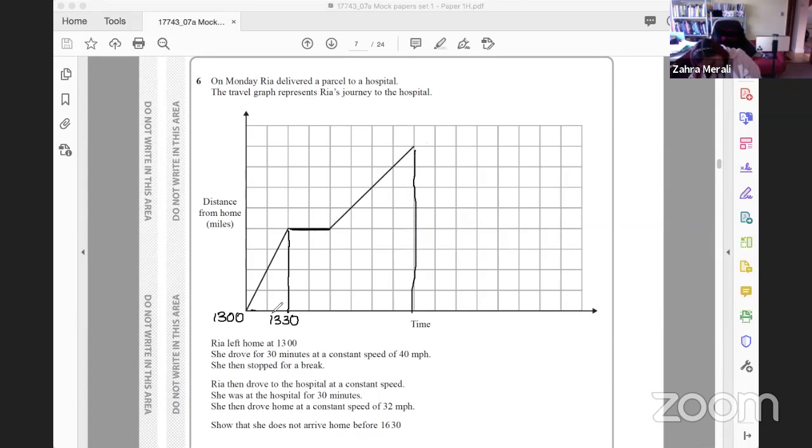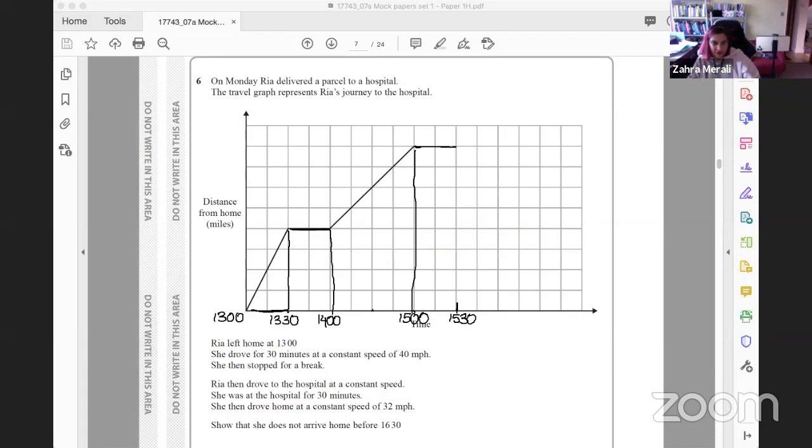So we know that 2 squares represents half an hour. So therefore this must be 2 o'clock. This must be 3 o'clock. And this must be 2:30 and this must be 3 o'clock. So we're at 3 o'clock here. Then what happens? She was there for 30 minutes. So she's there for 2 squares. So she's at the hospital till 3:30. She then drove home at a constant speed of 32 miles per hour.